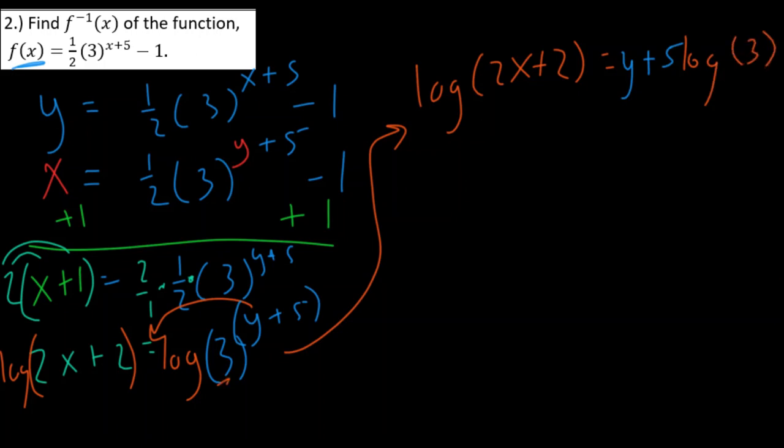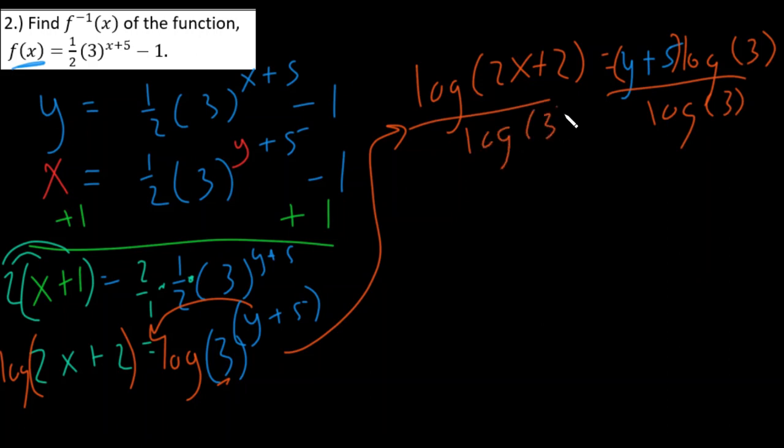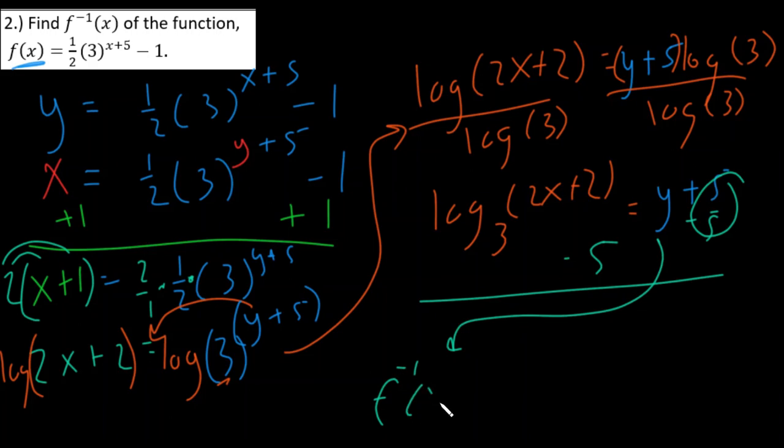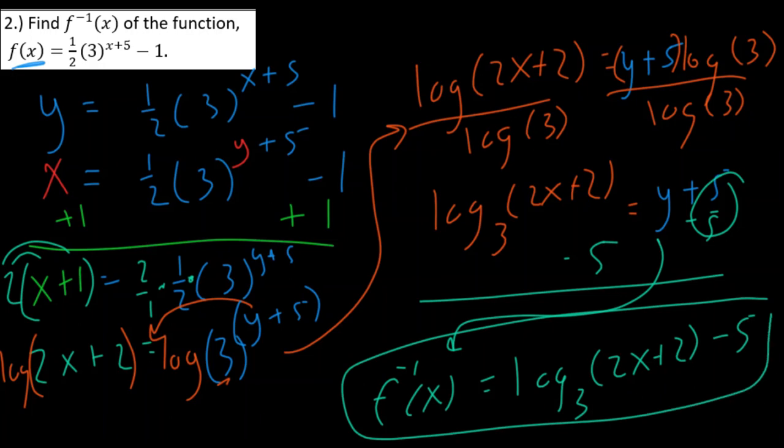Okay. Now from here, remember, what do we do to get this y plus 5 by itself? Well, we simply divide both sides by the log of 3, which allows us to do our change of base, and we can rewrite this as the log base 3 of 2x plus 2 is equal to y plus 5. Now from here, we will simply subtract 5 from both sides, minus 5, and you can finish the problem by rewriting y as f inverse of x is equal to the log base 3 of 2x plus 2 parentheses minus 5. And that's it. That's how you finish the problem.